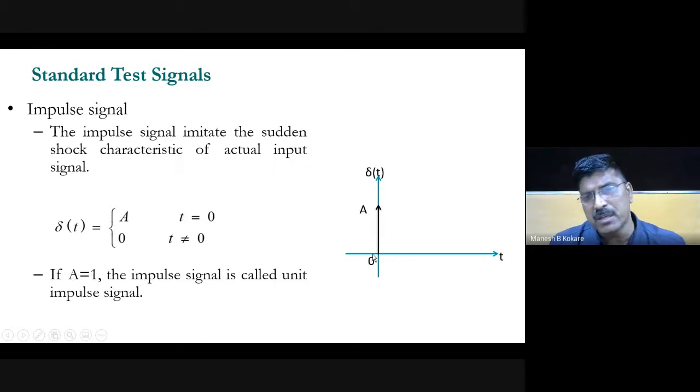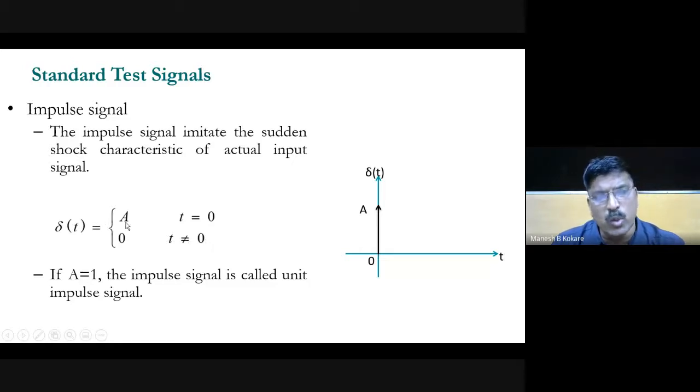See that here the impulse signal has some magnitude at t equal to 0. The x-axis is t, the y-axis is amplitude, and delta t represents the impulse signal. This delta t has amplitude equal to A when t is equal to 0. At t equal to 0, the signal suddenly has amplitude A, and if t is not equal to 0, whether minus or plus, the amplitude of this signal is 0. That's why mathematically the impulse signal is represented as delta t equal to A when t is equal to 0, and delta t equal to 0 when t is not equal to 0.